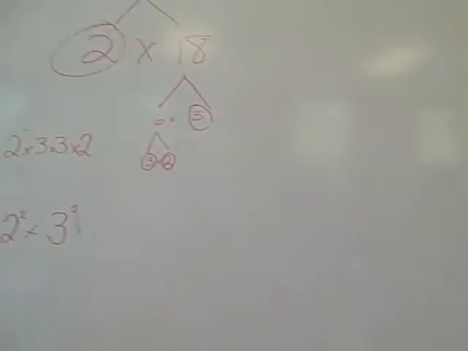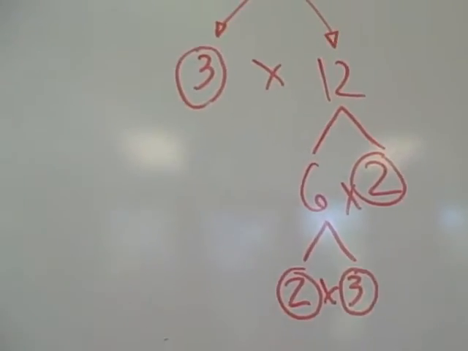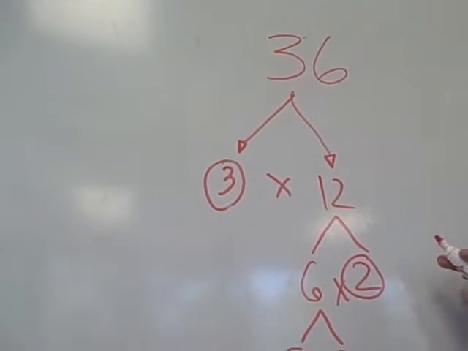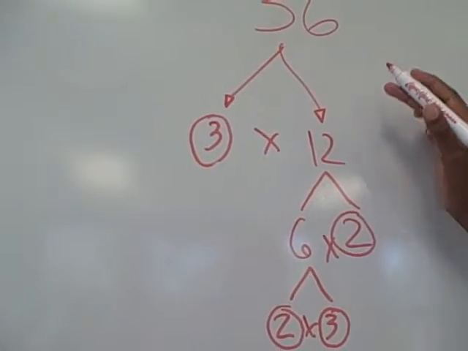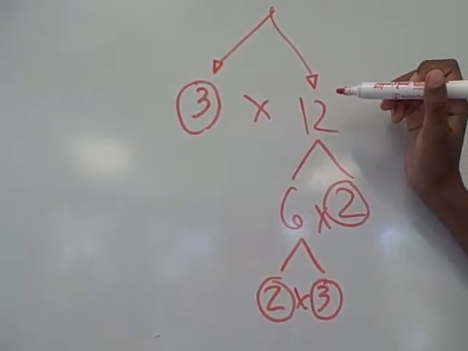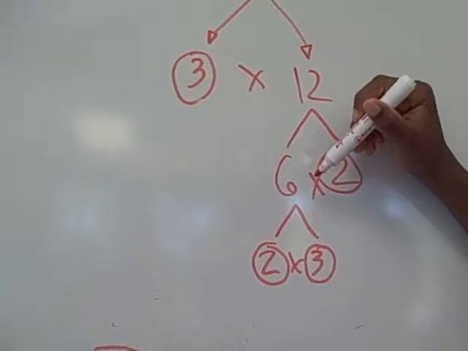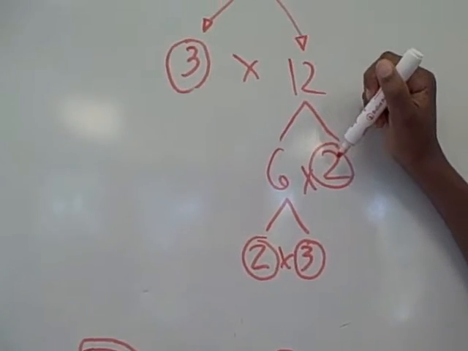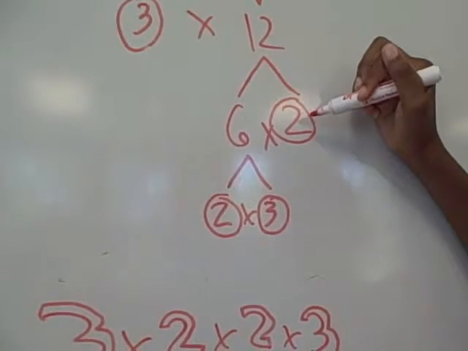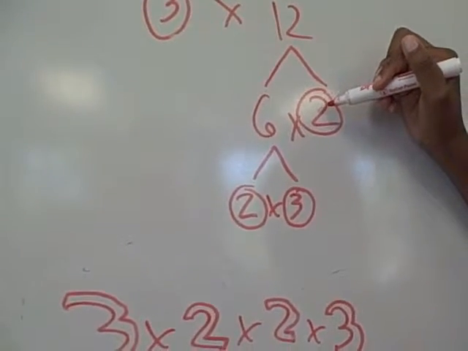Let's move to the next one, because no matter what you start with, 36 is going to have the same answer. Please test it, scoot back. Okay, explain what you did. First I did 3 times 12, which equals 36. I circled 3 because that's a buzz number. And I multiplied 6 times 2. And I got 12, and I circled the 2 because that's another buzz number.